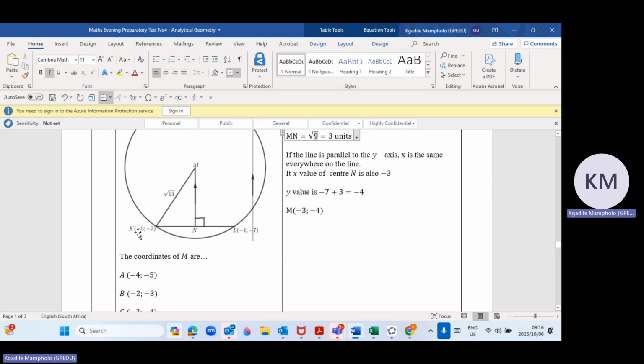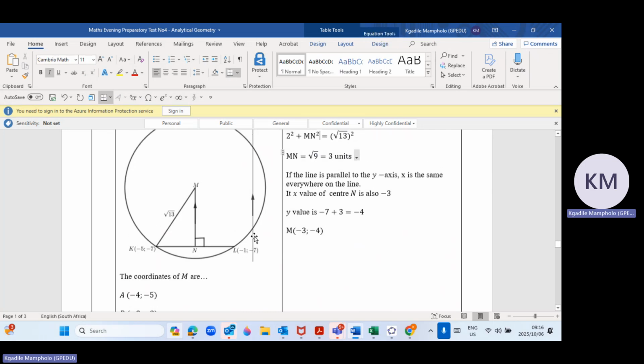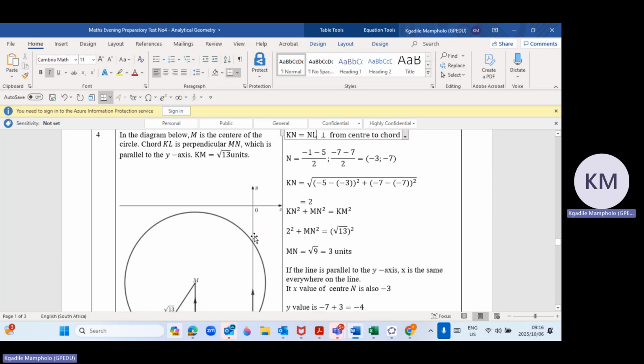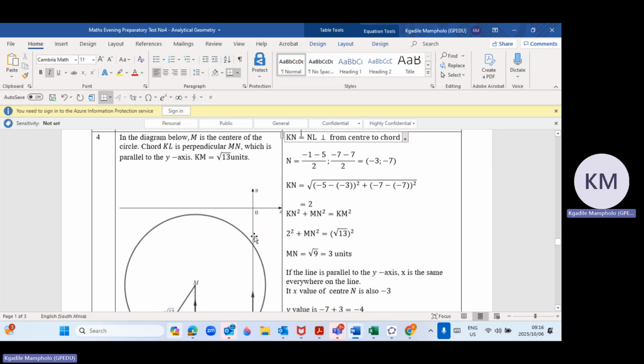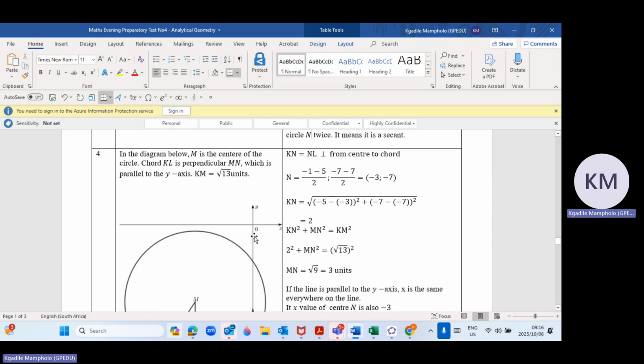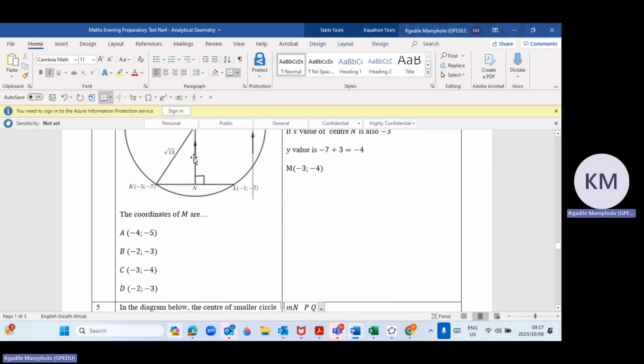Then KM is √13, and the coordinates of N are not known. The coordinates of L are -1 and -7. All these are given in the statement. First thing, what are you going to say? We know that if a line from the center is perpendicular to the chord, then that line bisects the chord. This is the converse of the grade 11 theorem.